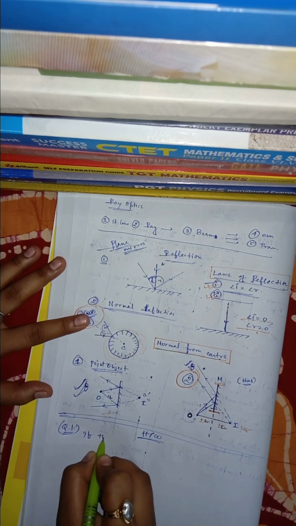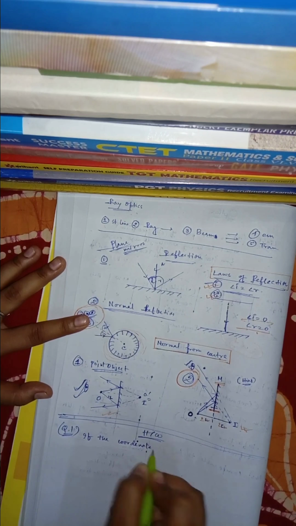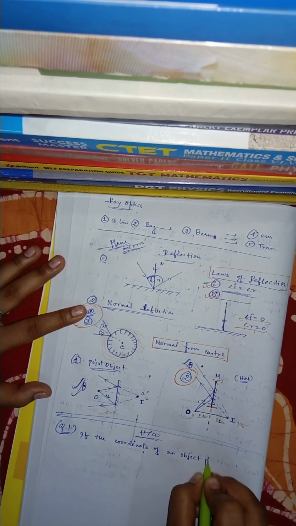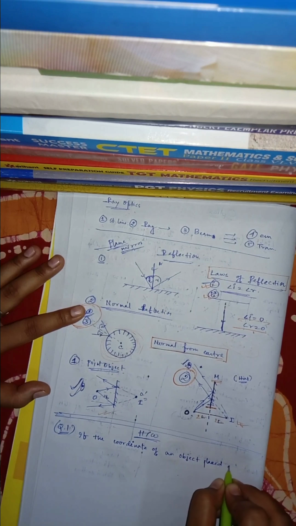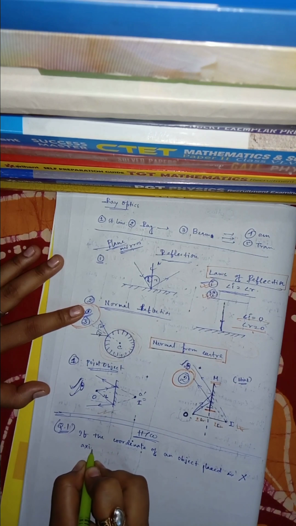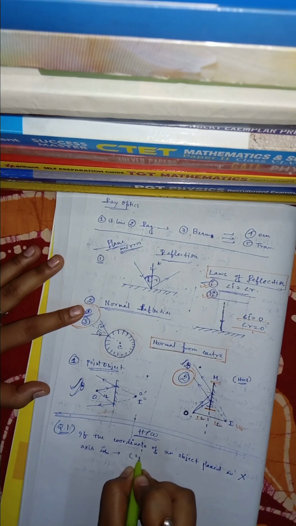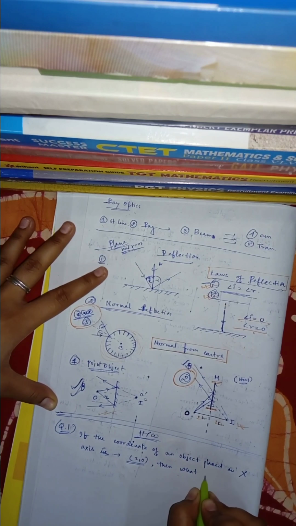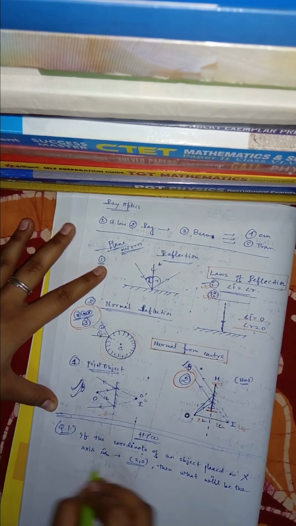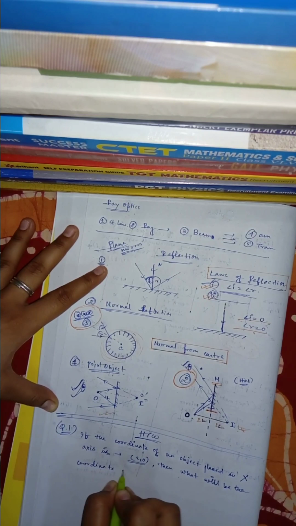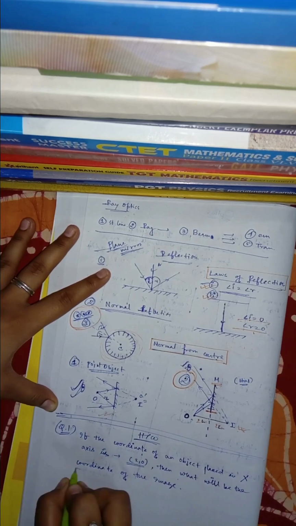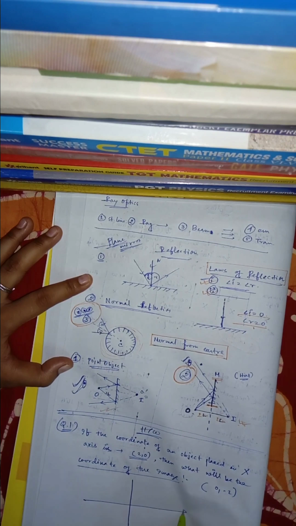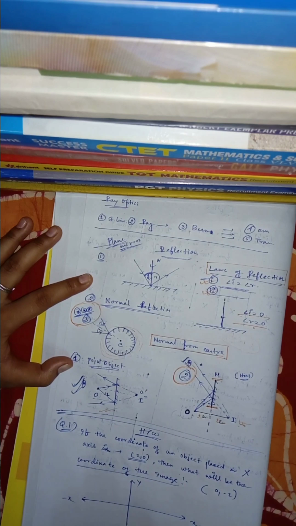If the coordinate of an object placed in the x-axis is 2, 0, then what will be the coordinate of the image? Okay, I'm giving you the answer. The answer will be 0, 2, and the reference figure is y-axis, x-axis, minus x, minus y.